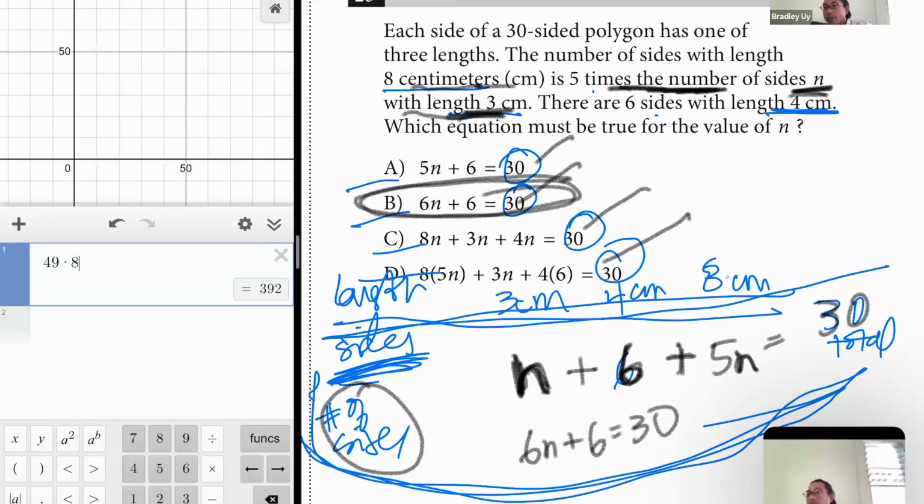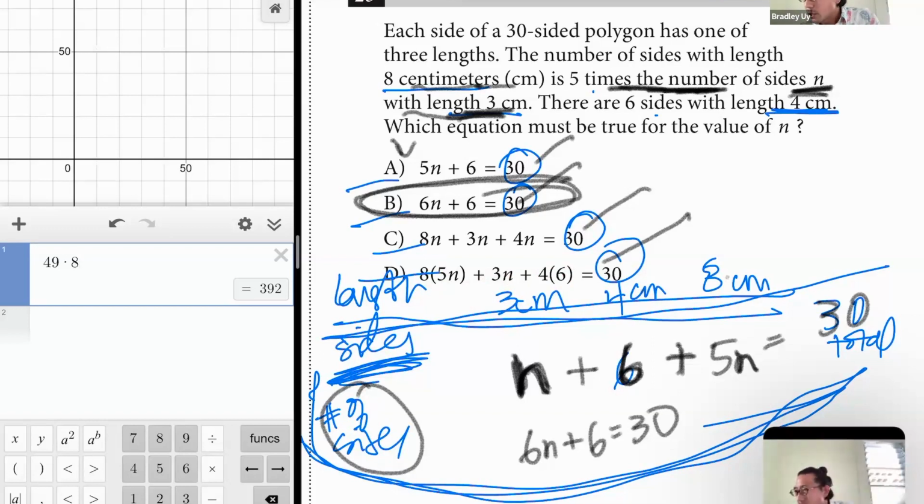Okay? All the others are a little distracting, to be honest. A only takes into account this 5n quantity. C is starting to mix side lengths and side numbers, but we're not creating an equation with side lengths and numbers. We want an equation only with the number of sides, okay? And same here, it's confusing side length, for example, 4 centimeters, and the number of sides with that, which is 24. That's why all those other equations don't really make sense.